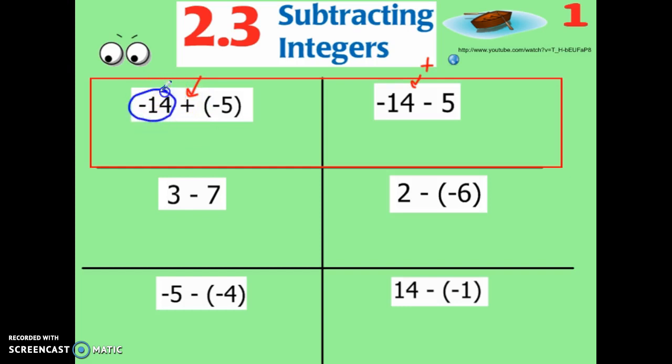This is a negative 14. The plus just means combined with another negative 5. So this one's same sign, add and keep. 14 plus 5 should give us 19. And they're all negatives, keep the negative sign. This one is negative 14, just like we had over here. There's no plus, it's still combined with, it's just next to a negative 5.